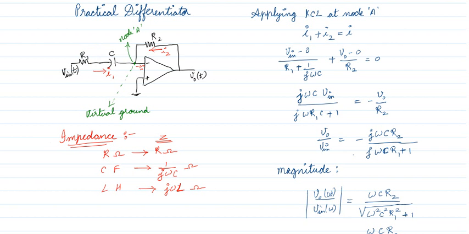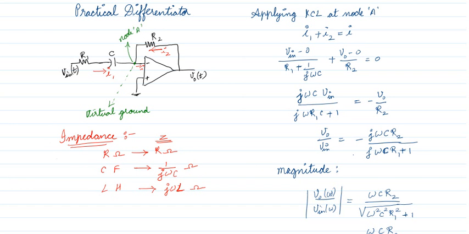Now, we are going to represent the C in terms of its impedance, right? For R, the unit is ohm, and the impedance is ohms. For C, the unit is farad, and the impedance is 1 by j omega C. For L, the unit is Henry, and in terms of impedance it is j omega L. These are the basics. We have made a separate video for this. You watch those videos, right?